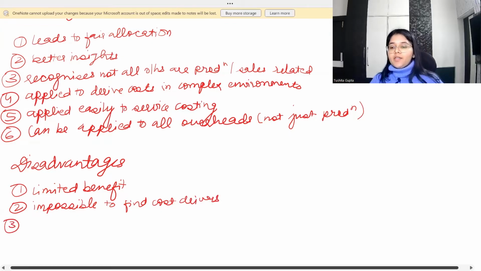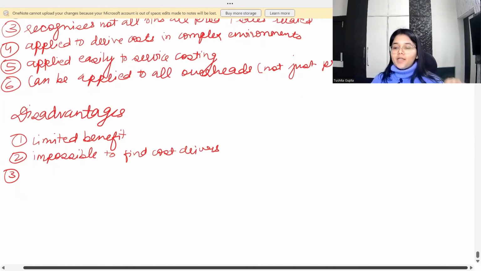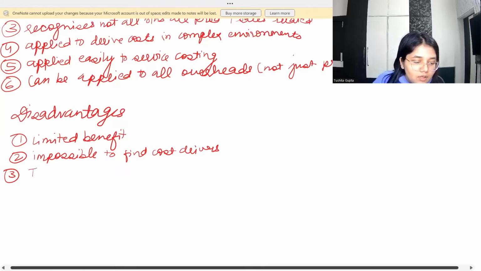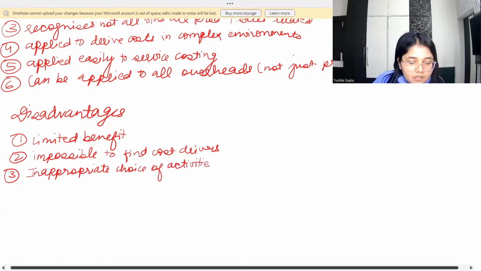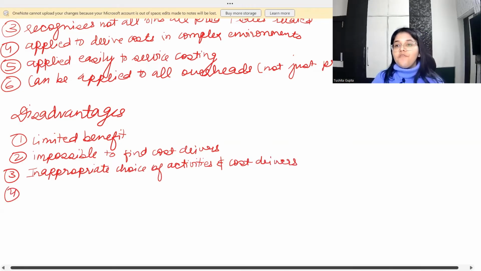Then the third disadvantage that we can possibly talk about is that the choice of activities and cost drivers might be inappropriate. So you might think that some cost is being incurred because of something, but actually the reason is different. So the choice of activities and the cost drivers that you choose for those activities may also be inappropriate. So this is another point that you can mention if asked about the disadvantages of ABC.